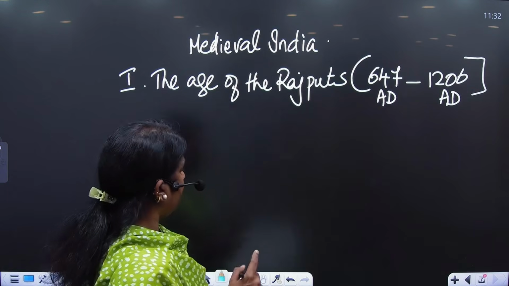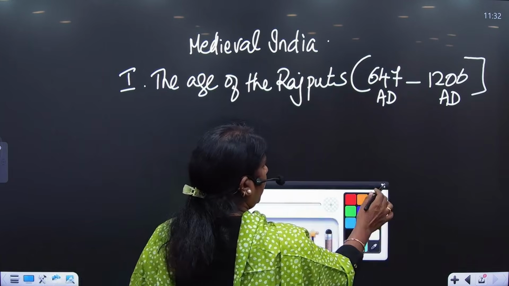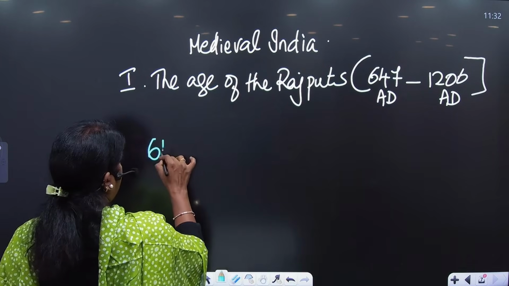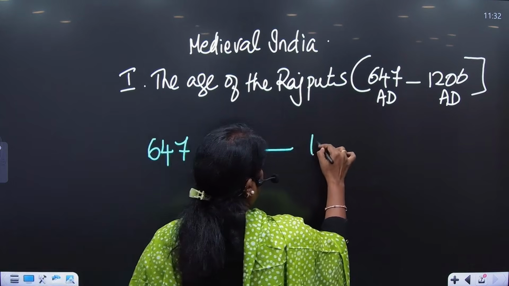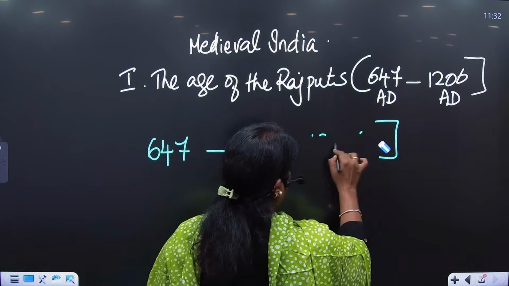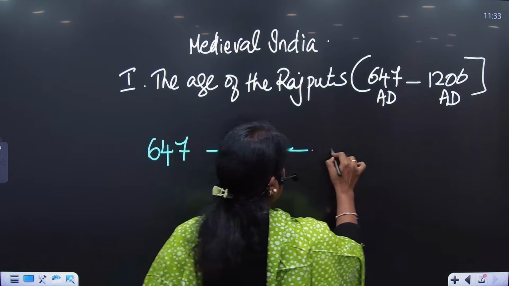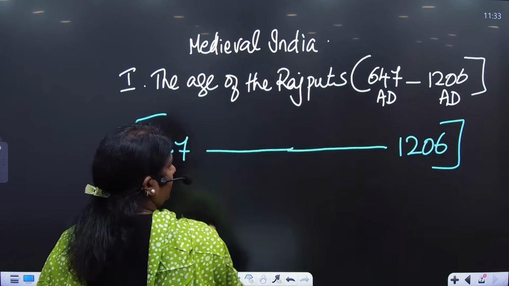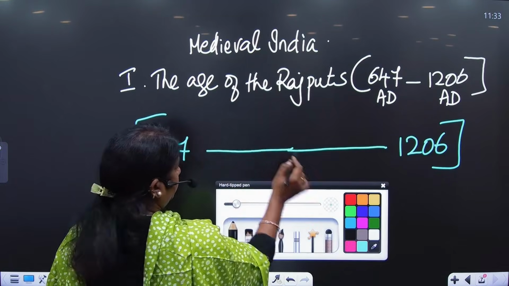So this would be lecture number 2. What happened here from 647? When you look at the Rajput time frame, it's 647 to 1206. I'll just make it even wider. So 647 to 1206 is the bracket of the Rajputs. Getting it?